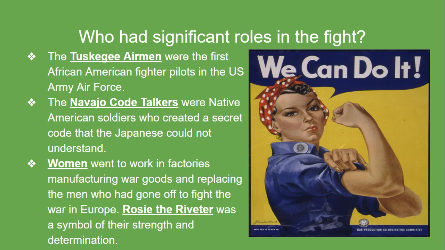The Japanese soldiers were very good at intercepting transmissions between the Allied powers. So they would always know what was happening and were able to thwart the Allies in so many battles, which helped them win so many victories in the early parts of the war. But these Native American soldiers, the Navajo Code Talkers, came up with this secret code that the Allies were now able to communicate with each other without Japan knowing what they were saying and thwarting their battle strategies.